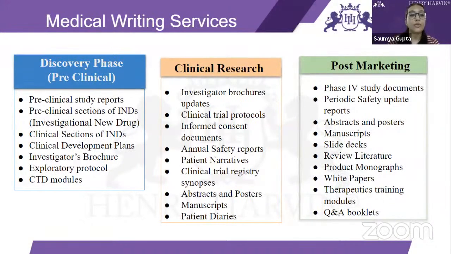All these documents are discussed in detail along with examples and how you have to write them. Also, the guidelines and regulations which are followed for writing these documents are all discussed in detail in the respective modules.